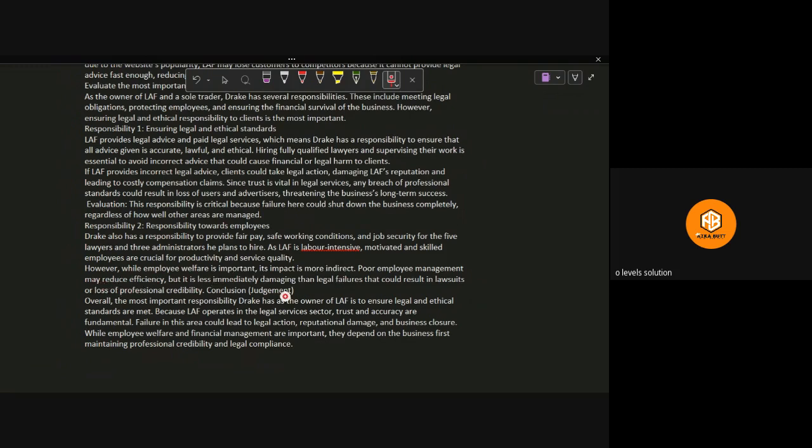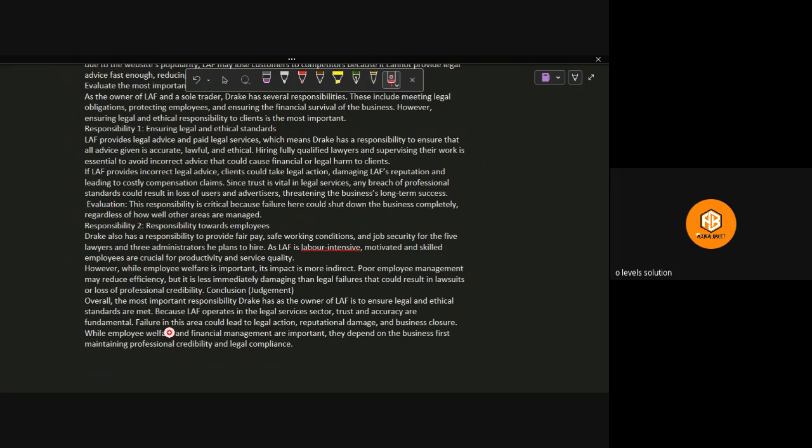Now we are going to write the conclusion: overall, the most important responsibility Drake has as the owner of LAF is to ensure legal and ethical standards are met. According to me, this is one of the most important things, because LAF operates in the legal service sector. Trust and accuracy are fundamental, because the nature of the business is one where trust is really important. So failure in this area could lead to legal action, reputational damage, and business closure.